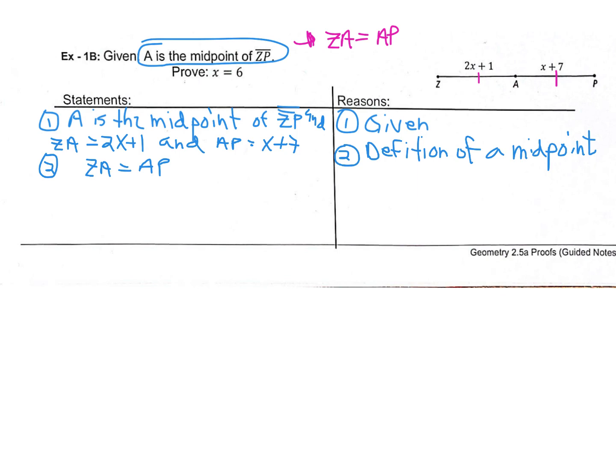Okay. Now I can substitute in what ZA is, which is 2x plus 1, and AP is x plus 7. And then our reason is substitution.